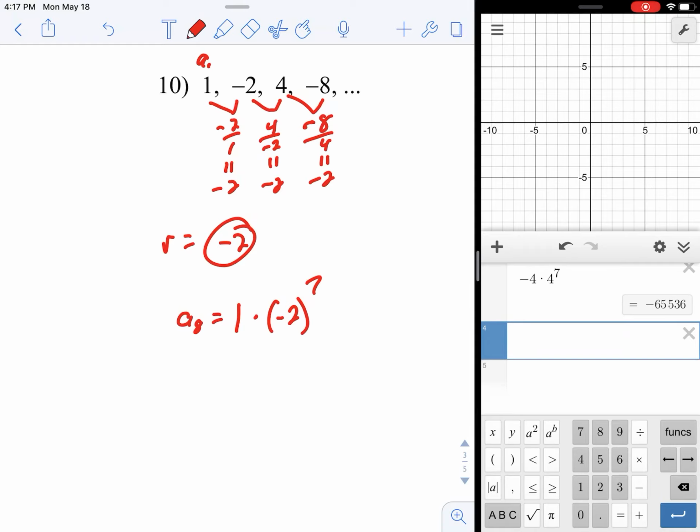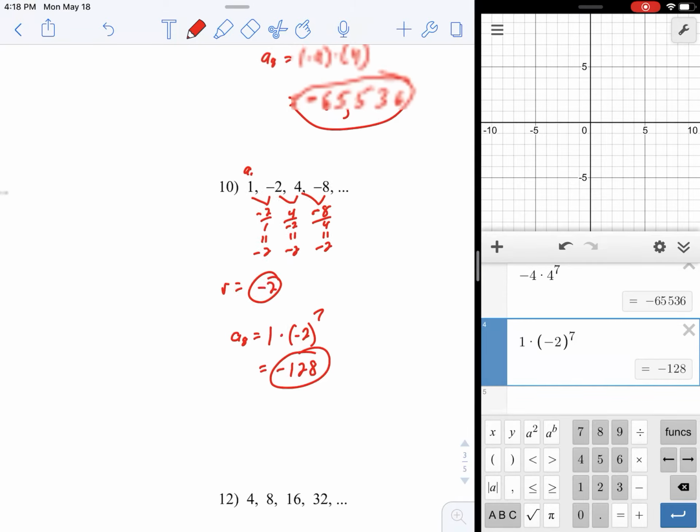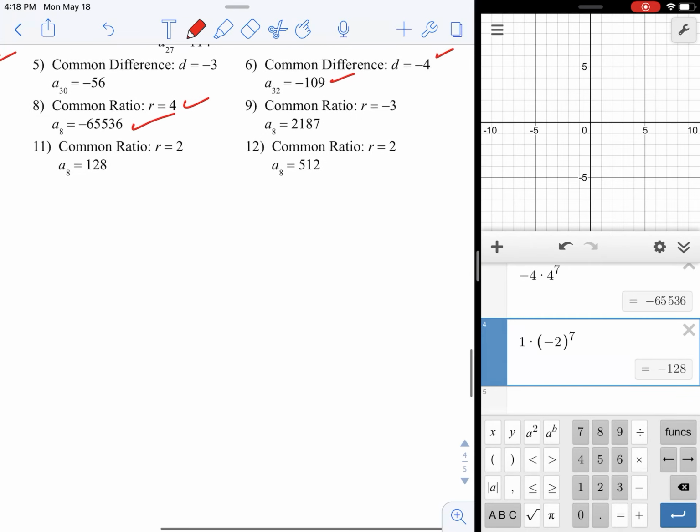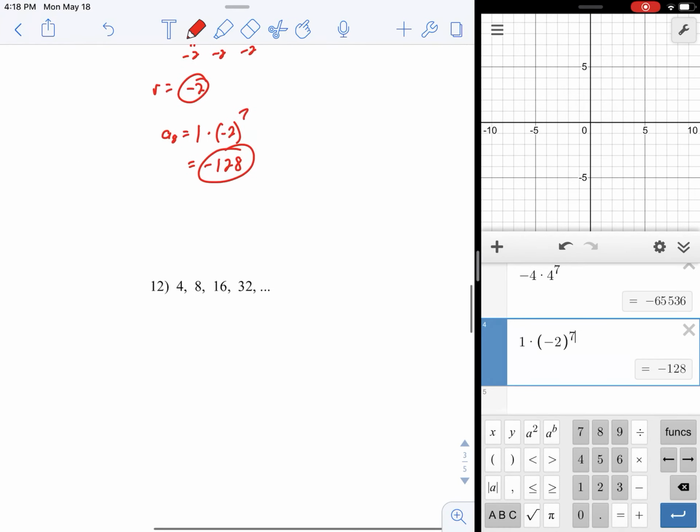So I'll type it all in. 1 times negative 2, I could probably figure that out without a calculator. Raised to the 7th power, and this should work out to equal negative 128. Let's check number 10. Negative 2 and negative 128. All right, one more and we'll lock this up.